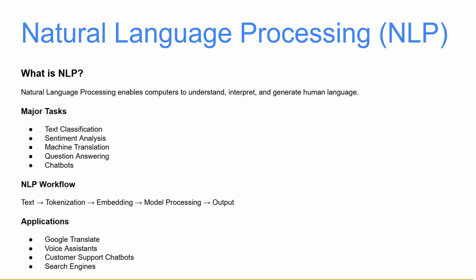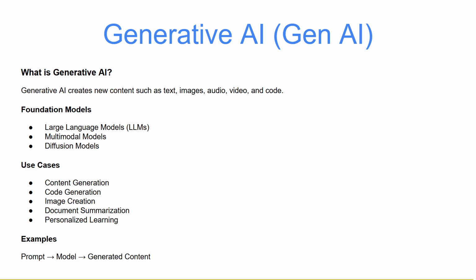The major tasks of NLP are text classification, sentiment analysis, machine translation, question answering, chatbot, right? If you see the workflow of NLP, it is text tokenization, embedding, model processing, and output. There are lots of applications of NLP like Google Translate, voice assistant, customer support chat, and the search engine. Now we are coming to generative AI.